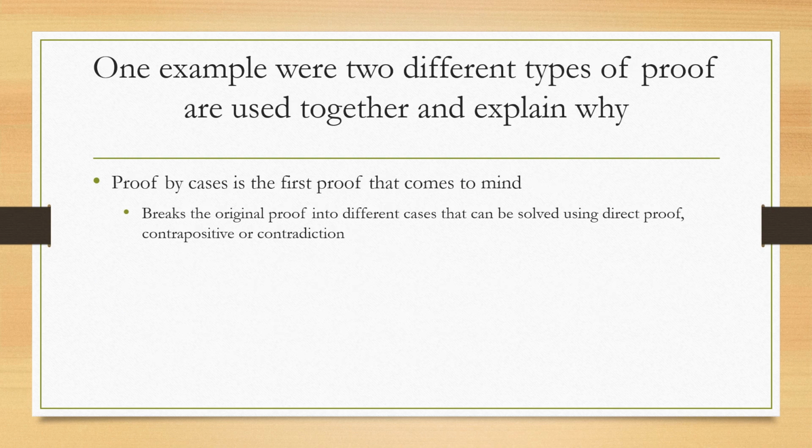And one example where 2 different types of proofs are used together, and explain why. So proof by cases as the first thing that came to mind. It breaks a proof into 2 different cases, and then you can use direct proof or contrapositive or contradiction to then solve that.